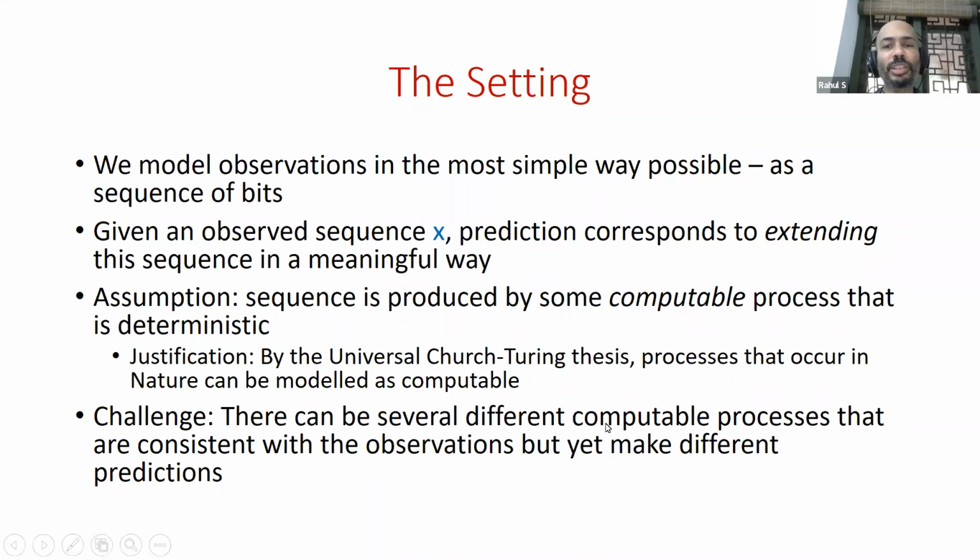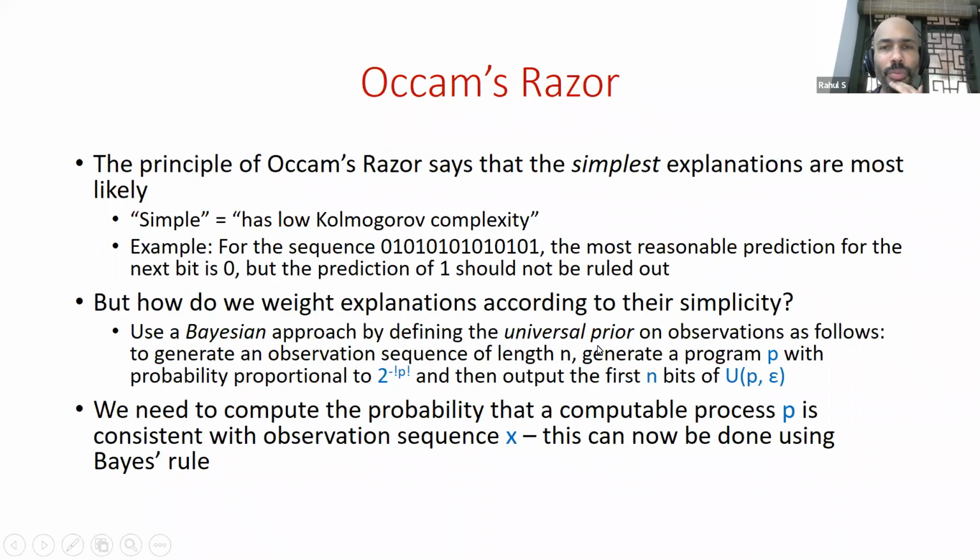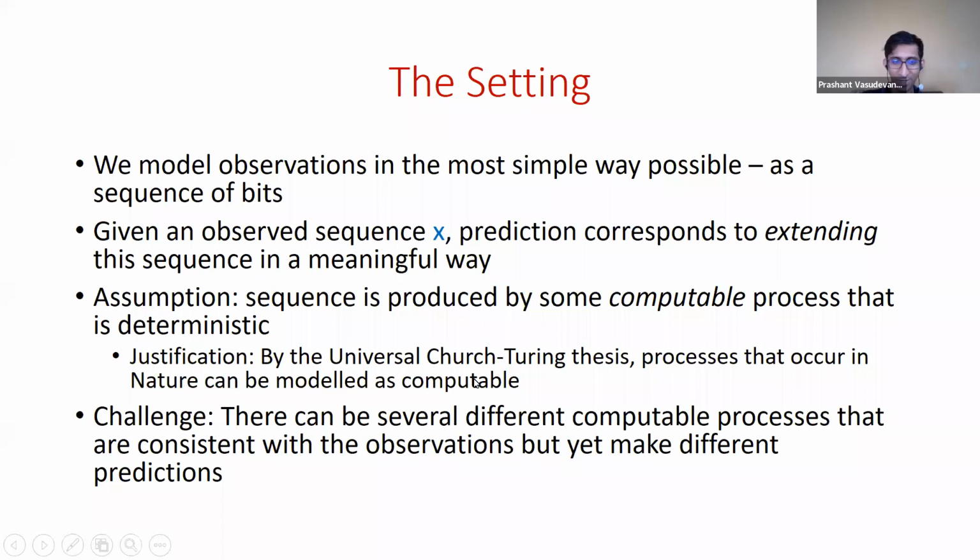They make different predictions. And how do we choose between them? And here there's a question about why the process is deterministic. Why is it modeled as such? Yeah, that's a very good question.